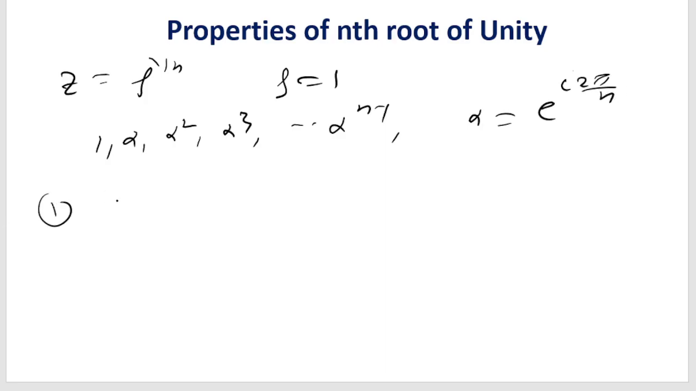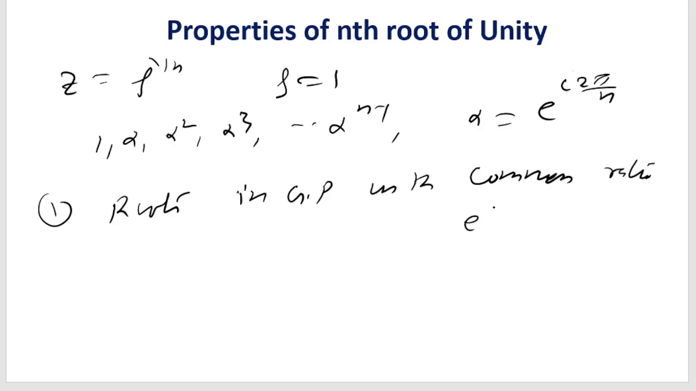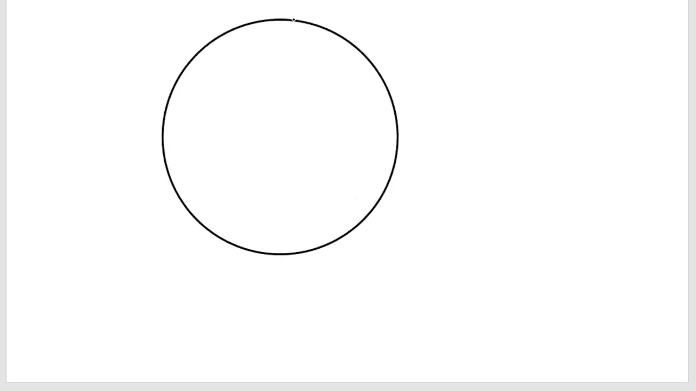So the first property is obviously that the roots will be in GP, with common ratio alpha, that is e to the power i 2 pi by n. And the second property: if we talk about the difference of arguments, let's draw these complex numbers in the Argand plane.